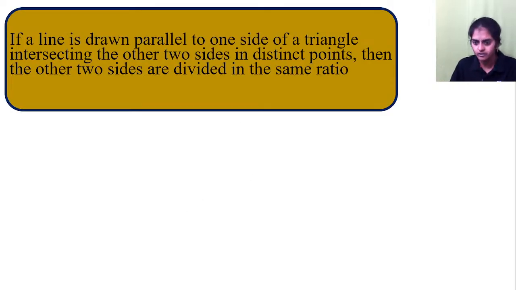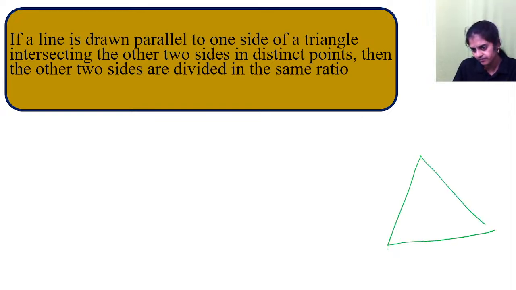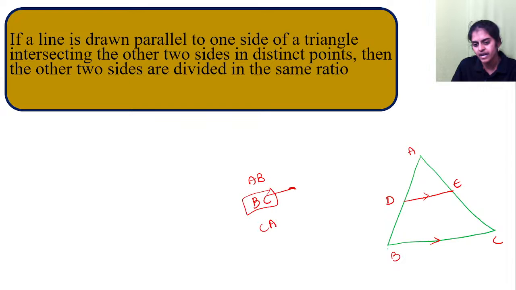Okay, so just have a look now. Little complicated. Okay, so let's make it easy. So suppose this is a triangle I'm taking. In a triangle you have three sides. Out of those three, I'm drawing a line parallel to one side. For example, DE is a line parallel to BC. AB is one side, BC is one side, CA is one side. So out of these, I'm drawing a line parallel to BC. So this line will intersect the other two sides. What are the other two sides? AB and CA, isn't it?